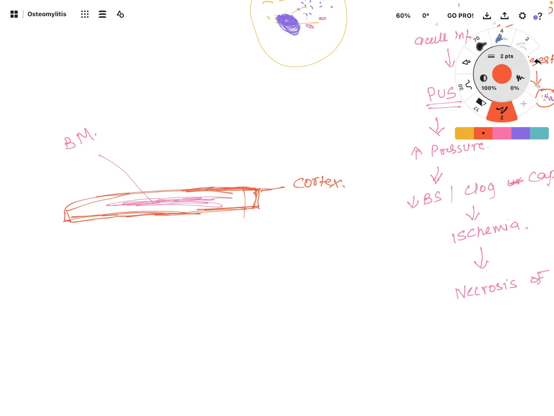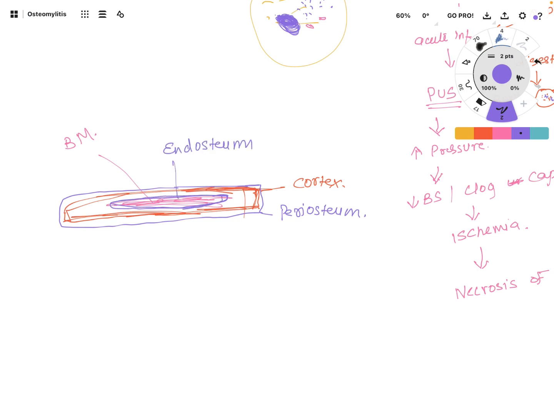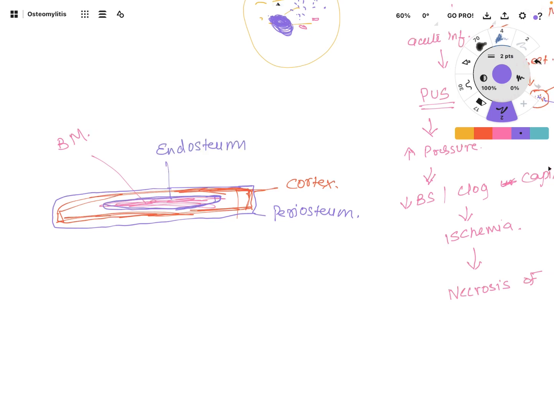And in the cortex, there is a small thin layer lying, protecting this layer. This is the periosteum. And there is also a layer which is protecting the inside cavity, which is known as endosteum. Correct. So the infection is going on in this region, which is spread out.